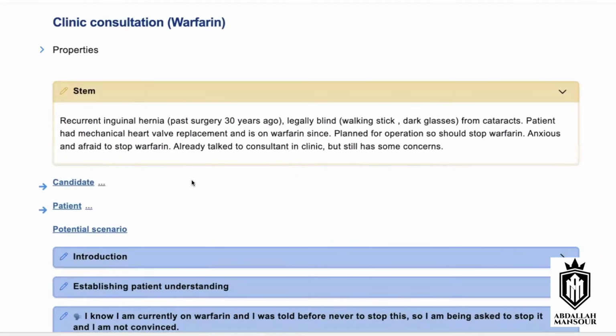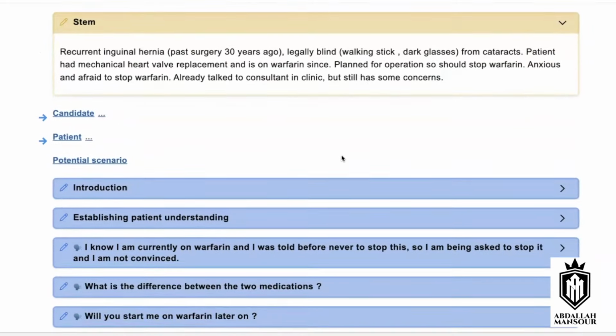All right. You have a patient who's admitted with recurrent inguinal hernia, and he's legally blind, walking stick and dark glasses from cataract, and patient had mechanical heart valve replacement and is on warfarin, and is planned for an operation, and he was asked to stop his warfarin. However, the patient is quite worried because he was told before never to stop this medication, and it's crucial to him. Would you like to discuss with patient that? That's okay.